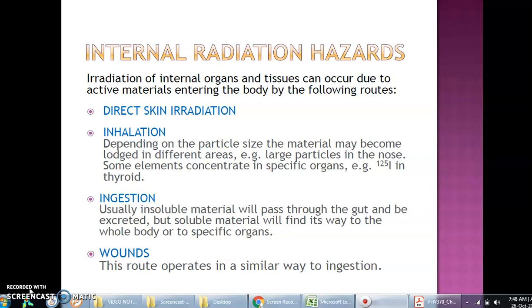Ingestion. Usually insoluble material will pass through the gut and be excreted, but soluble material will find its way to the whole body or to specific organs. Wounds. This route operates in a similar way to ingestion.